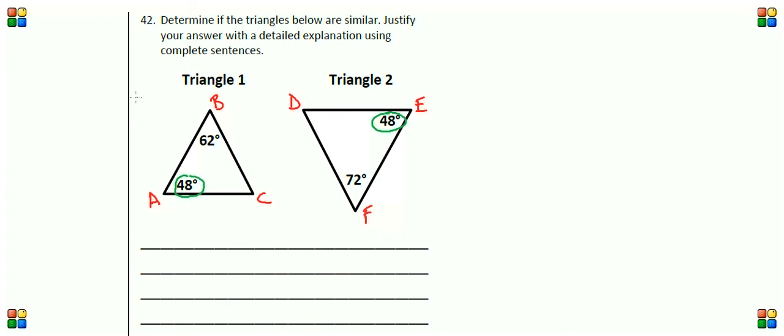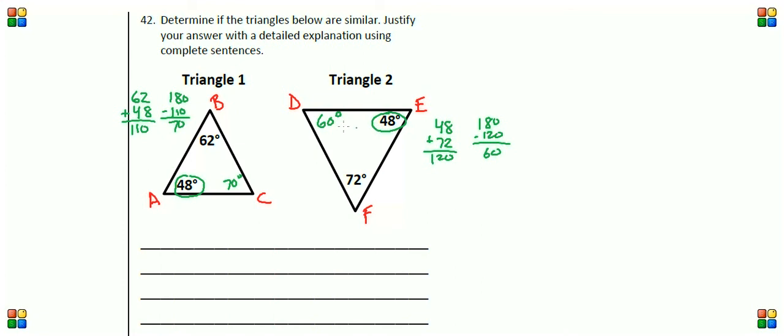So take 62 and add 48, and we end up with 110. Now we're going to subtract that from 180 to figure out what is the measure of angle C, and that is 70 degrees. So the measure of angle C is 70 degrees. Same thing for triangle number 2. Let's add up our known angles. 48 plus 72 is equal to 120. 180 minus 120 is equal to 60. So the measure of angle D is 60 degrees.